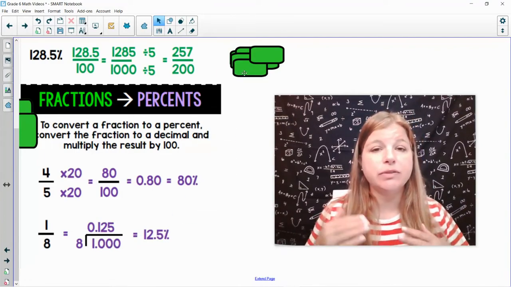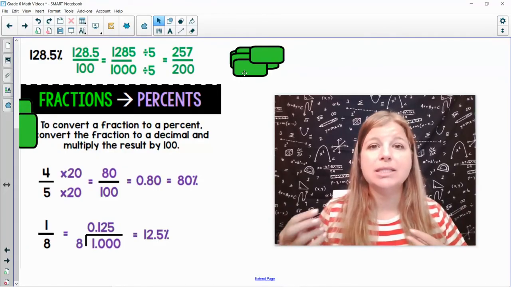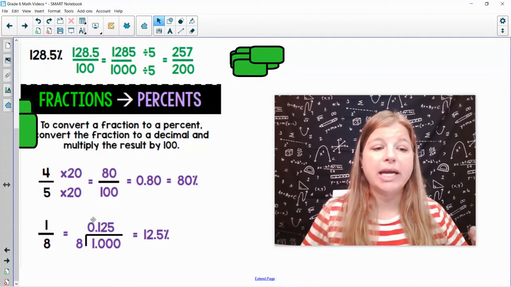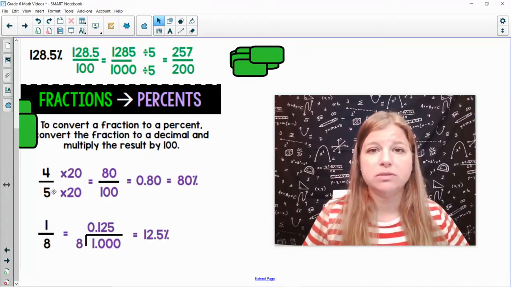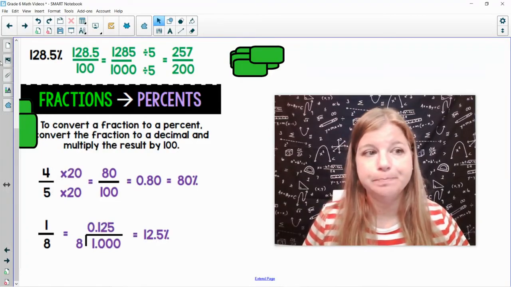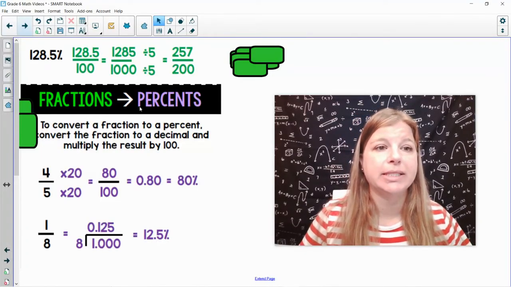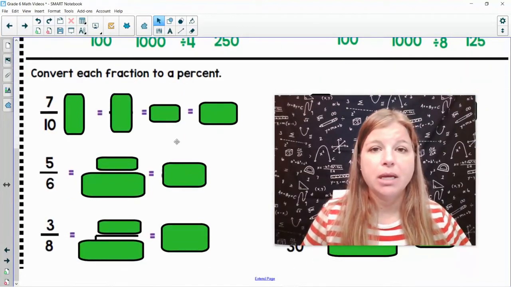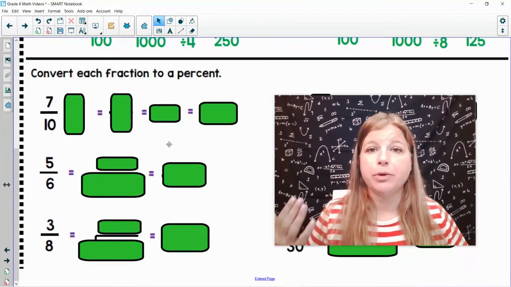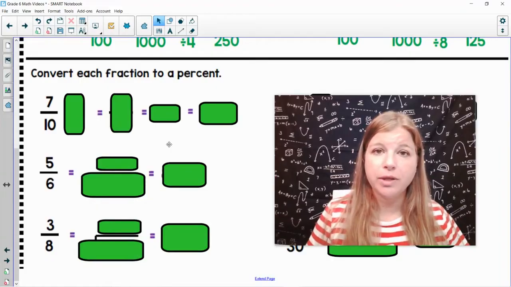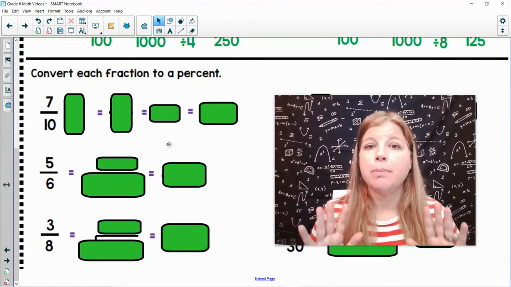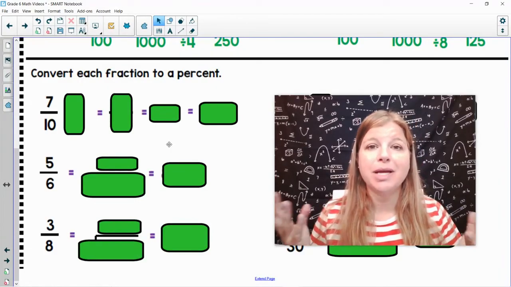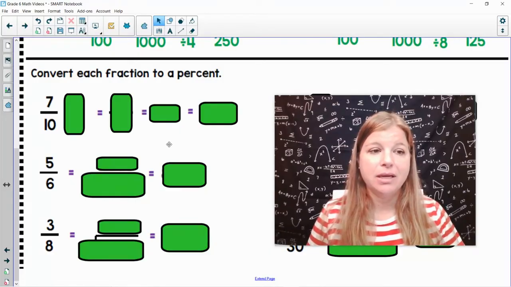So we have these different strategies, and it really depends on what's the denominator that would help us. Could I have done this same strategy doing 4 divided by 5? Absolutely. Okay, so we have these different ways that we can definitely get this done. So we're going to do the same thing that we did from the previous skill. I'm going to do these 4 with you, and then I'm going to encourage you to pause, try the next 4 on your own, and then press play and see how you did.